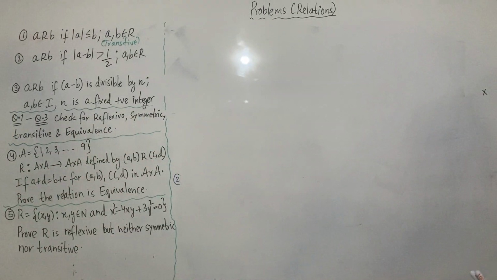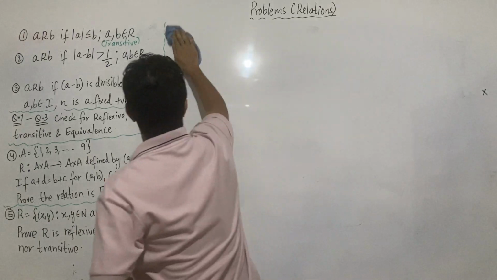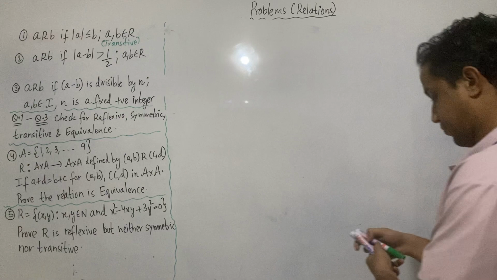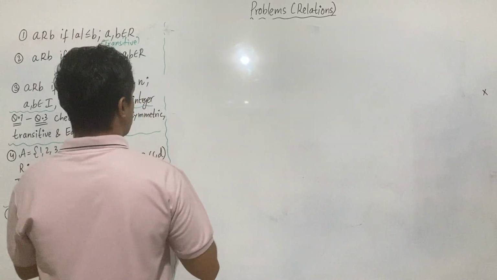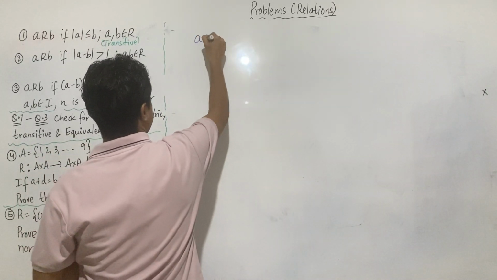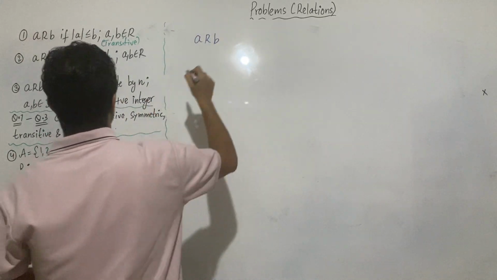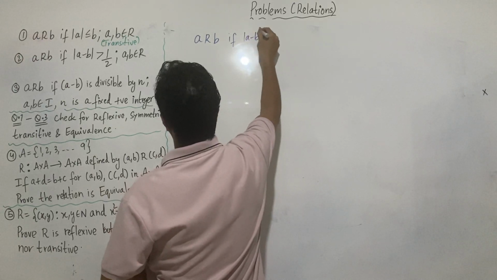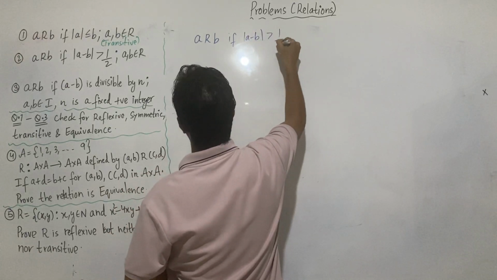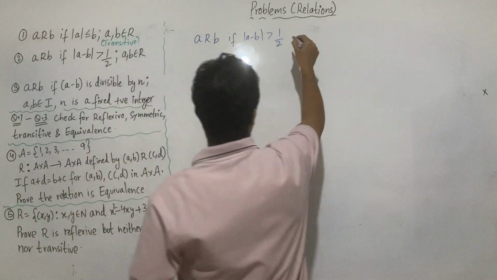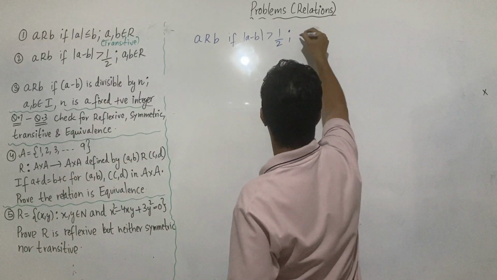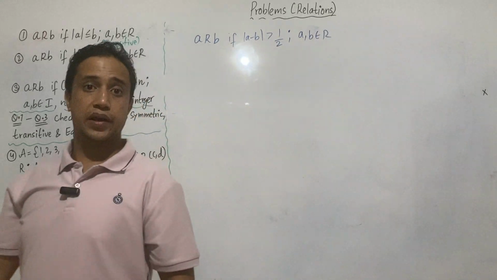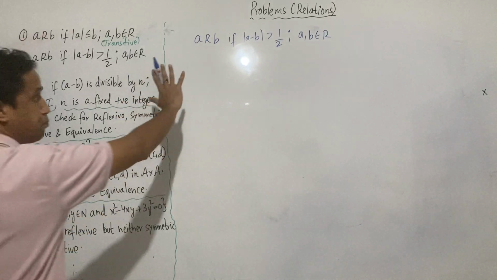Question number 2 says that we are given a relation, defined as: A is related to B if mod of A minus B is greater than 1 by 2, for all A and B belonging to the real numbers. I hope you understand it.